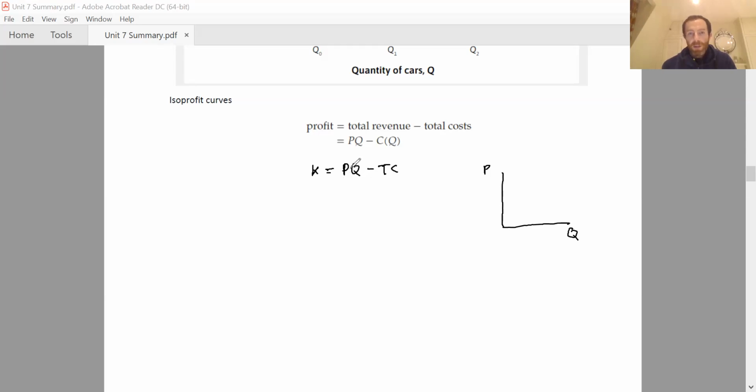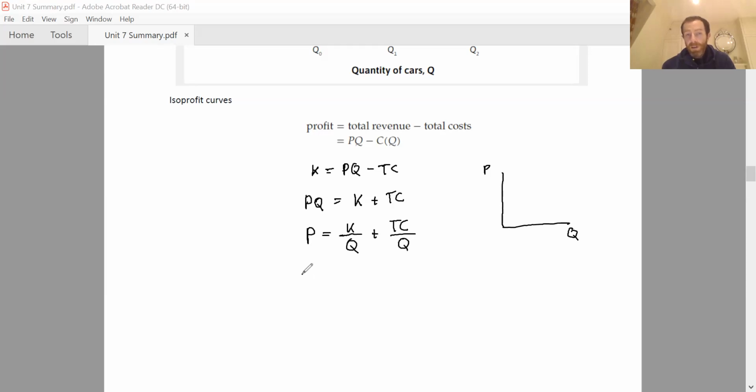So what I'm going to do is a bit of rearranging to get that PQ is equal to K, this constant level of profit, plus TC, the total cost. And now, if I divide both sides by Q, the quantity, I get that the price is equal to K, this constant level of profit, over Q, plus TC, the total cost, over Q.